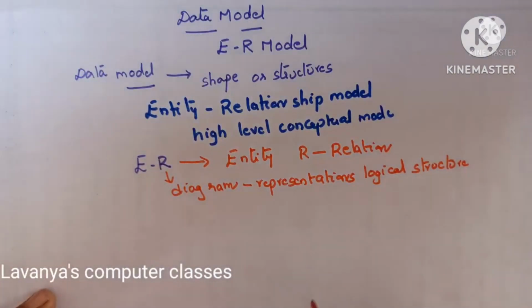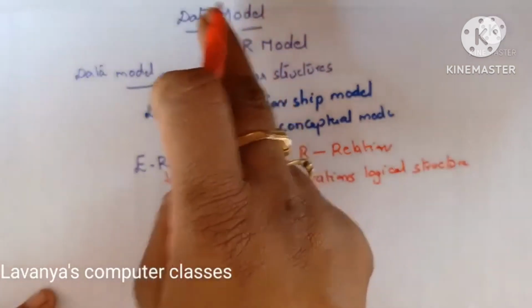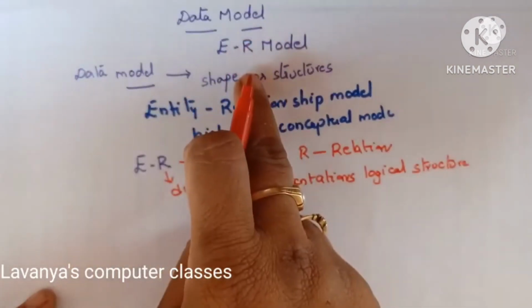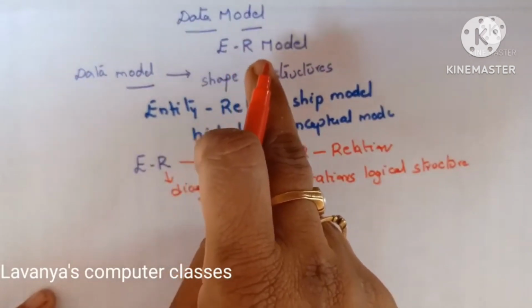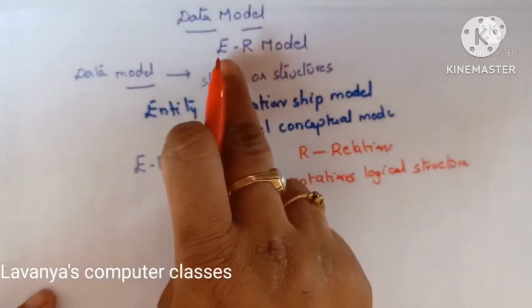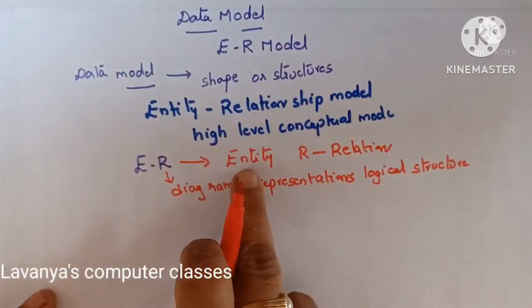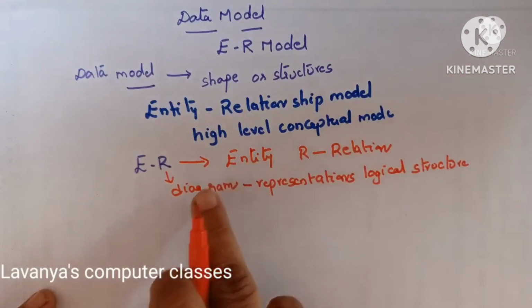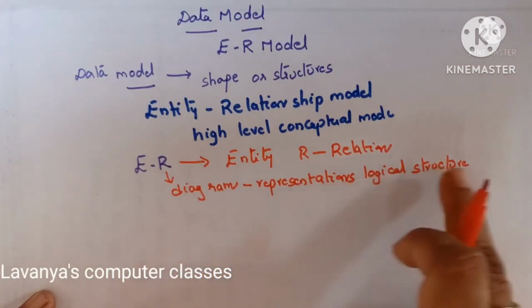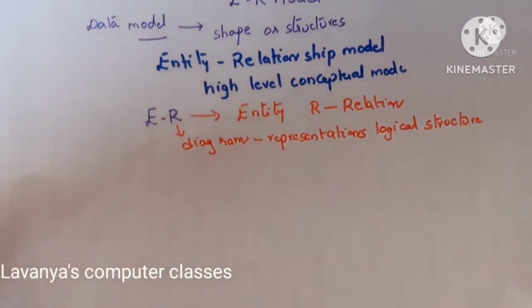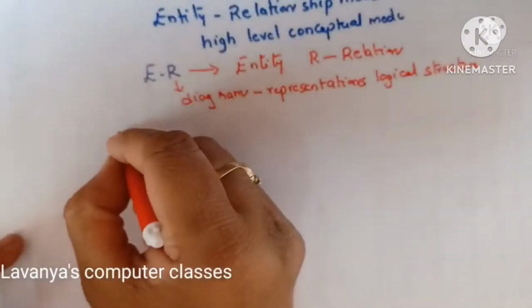That's why we need some symbols, a graphical representation. There are so many data models, and one of them is the ER model, where E means entity and R means relationship diagram. It explains only the logical structure of the database with entities and relationships, but it does not explain how it will be implemented. Implementation details are hidden.